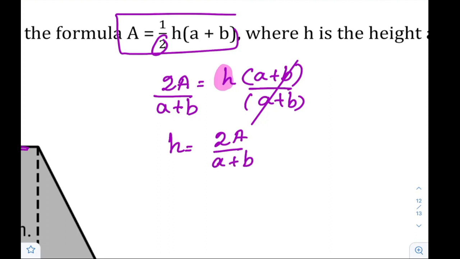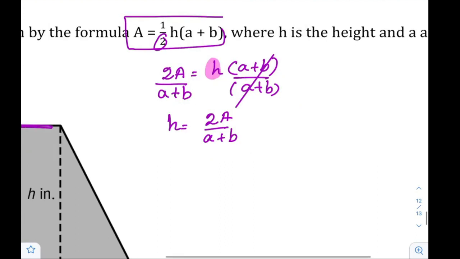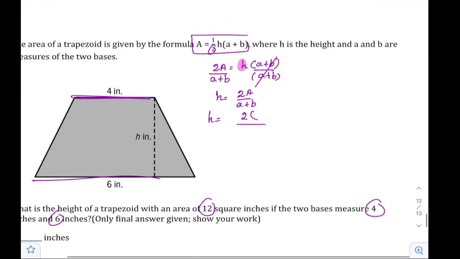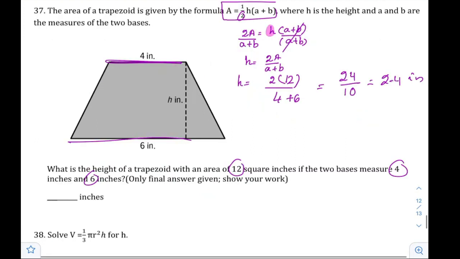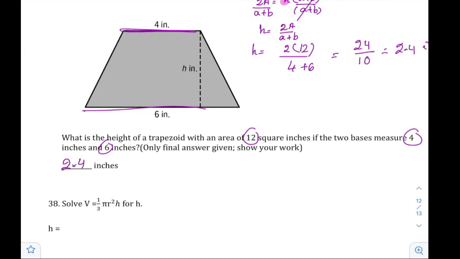By the way, you can solve it without solving for the variable h, but we are just doing some training exercises on how to isolate the variable. But you can replace with numbers and solve the equation normally. Now let's see what the given values are. 2 times the area, which was given as 12. a plus b, we have 4 plus 6. So we have 24 over 10, which is 2.4 inches. And we will fill the blank, 2.4.